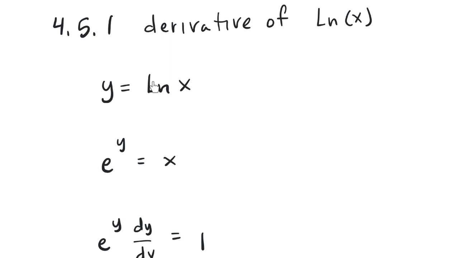One of the things we did in the last lesson, 4.4, if you remember, was rearranging from logarithmic form into exponential form. So if we used a base e on both sides, this base e would cancel the natural log, which would lead to this equation, e to the y is equal to x.